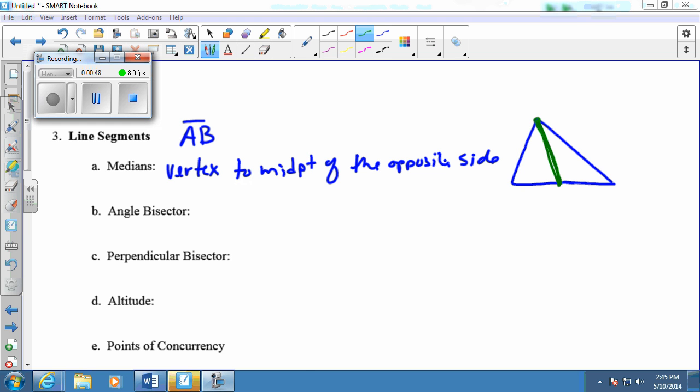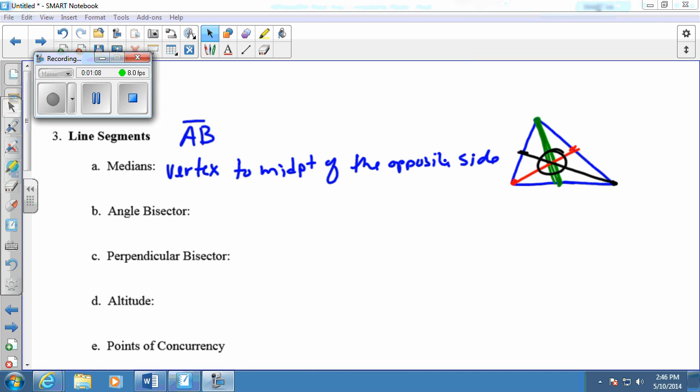This line right here is called a median. Notice each vertex has its own median. So I find the midpoint vertex, and once again I can find the midpoint of the third side and go from the vertex opposite. Notice we got something going on right there, and we'll be looking at an exploration with that in class.